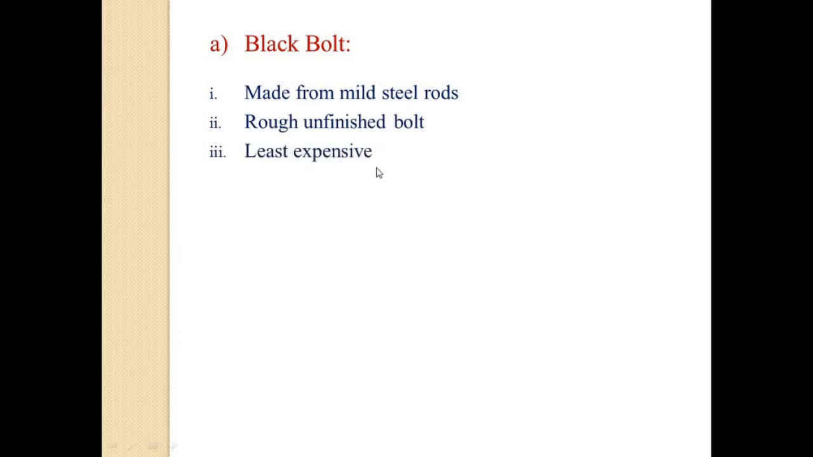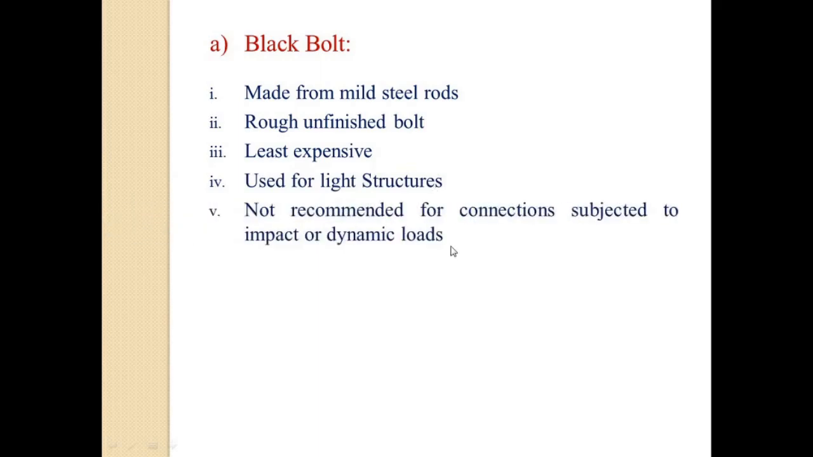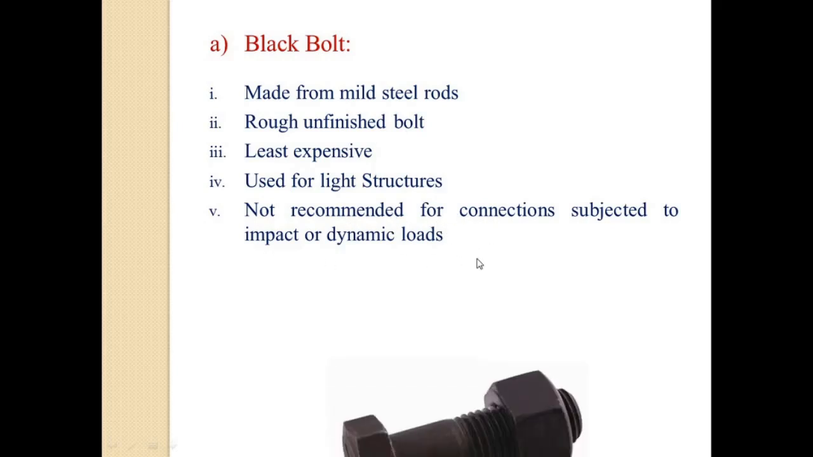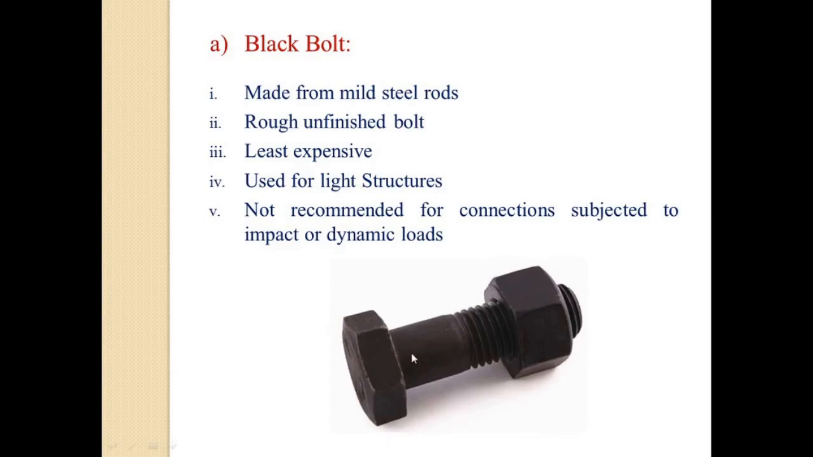Let us see first black bolt. What is black bolt or how is it made? It is made from mild steel rod. Black bolts are generally ordinary and rough unfinished bolts and commonly used. They are the least expensive ones. They are used for light structures like purlins, bracing, etc. under static loads. It is not recommended for connections subjected to impact or dynamic loads. So it is used only for light structures. Here we can see the black bolt with rough unfinished surface.